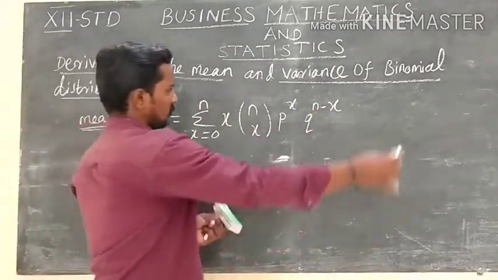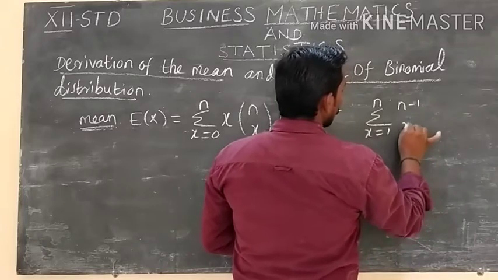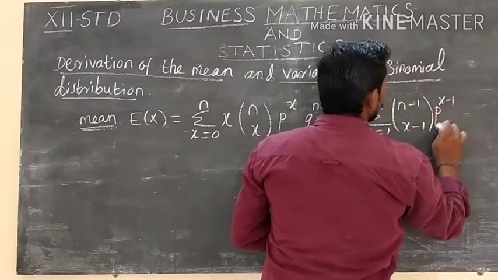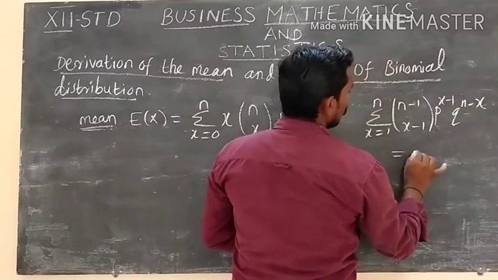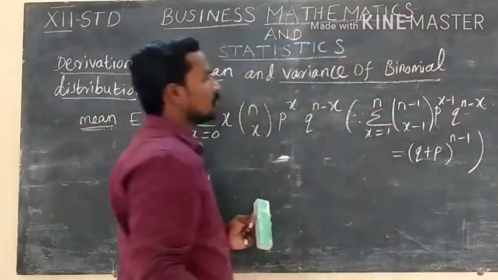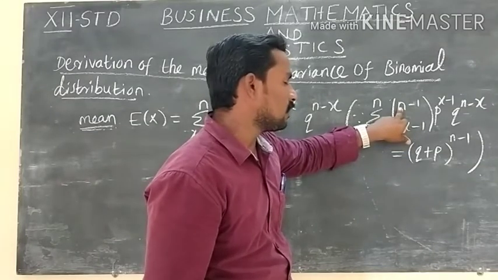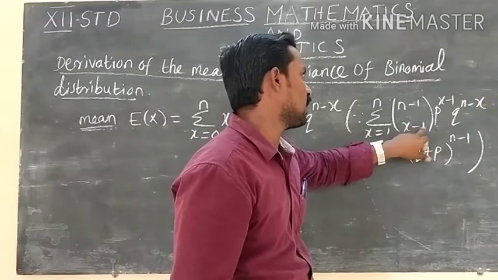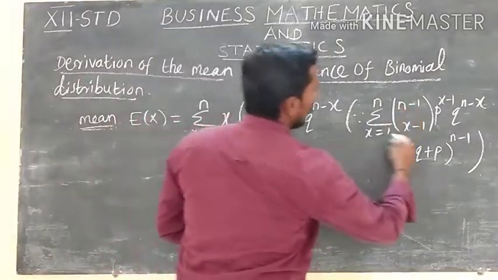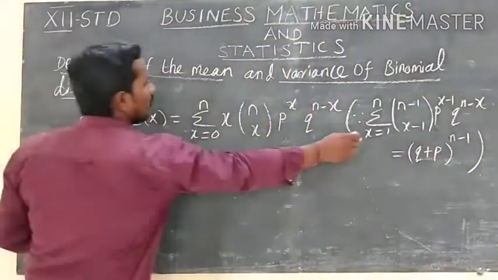Before we start, I give one result. Summation x is equal to 1 to n, of n minus 1 C x minus 1 p power x minus 1 q power n minus x, equal to (q plus p) or (p plus q) power n minus 1. This is the result. So x starts from 1, the n is also reduced by 1, so n minus 1 as well as x minus 1, and p also has power x minus 1. Like this you get it, and we directly write (q plus p) whole power n minus 1.